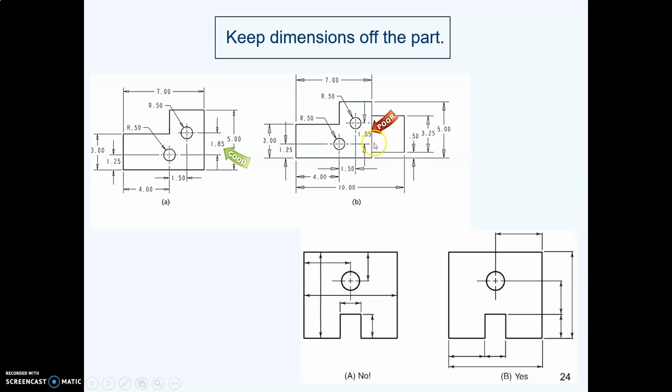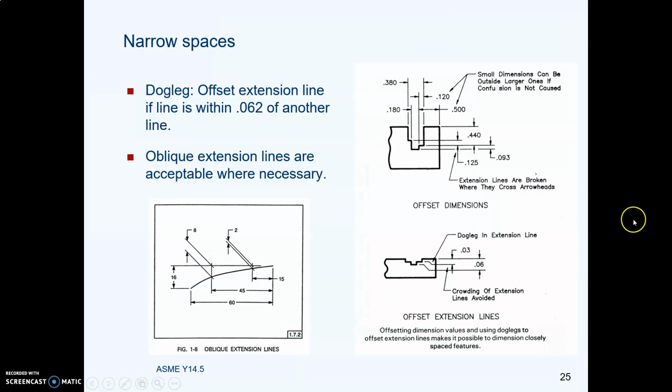Other examples. Good, bad. This is just ASME telling us what to do if you have a little tiny dimension. I've never done these slanty extension lines. I think there's a special option in the dimensioning command for that. I've never used it. I have done these dog legs. You can do those. I like those, although it doesn't come up very often.